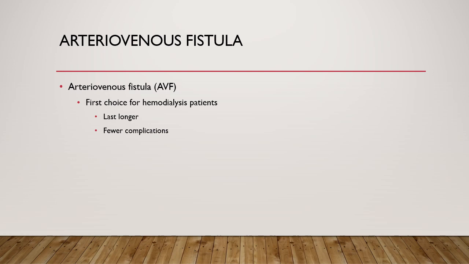The arteriovenous fistula is the first choice for hemodialysis patients. Why? One, because it lasts longer, and two, there are fewer complications with AVF, arteriovenous fistula, where the vein and artery of the patient are used for access. Again, you're using the patient's vessel, so automatically it lasts longer, and two, there are fewer complications from this type of access.